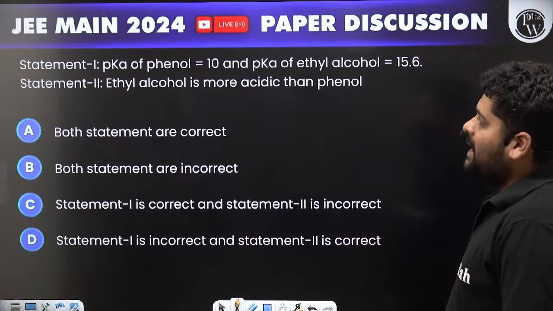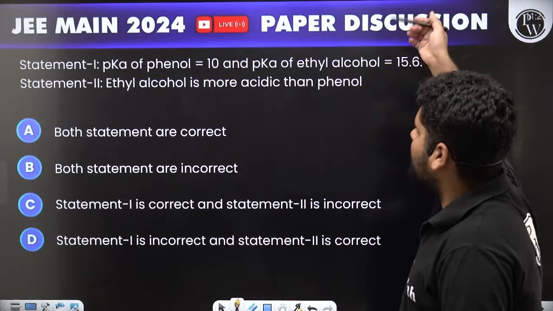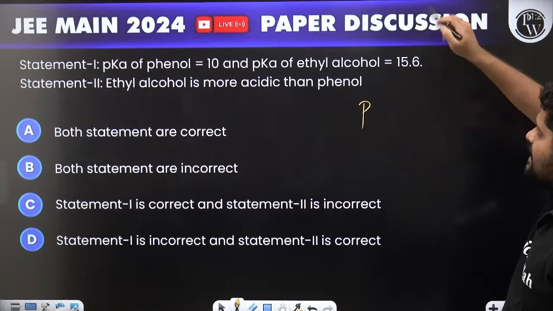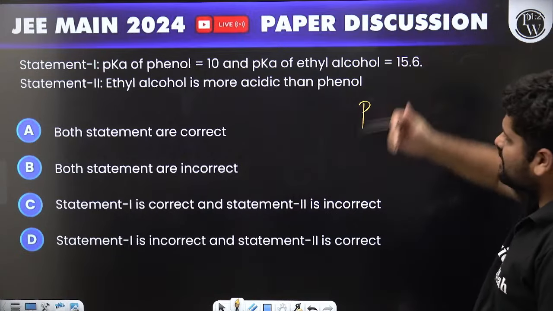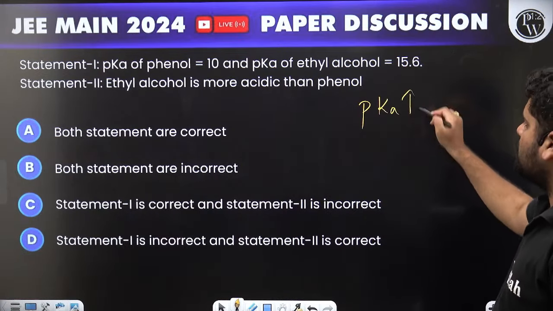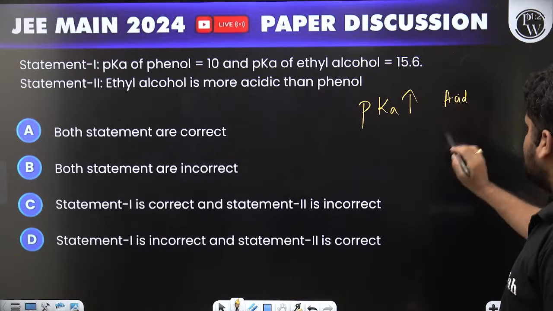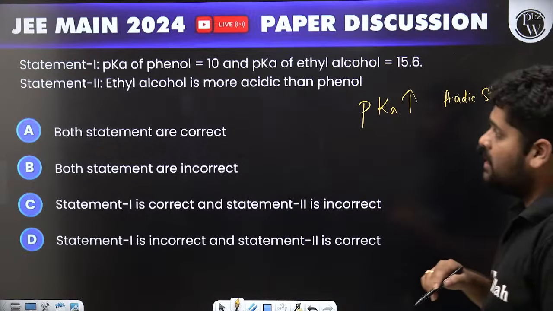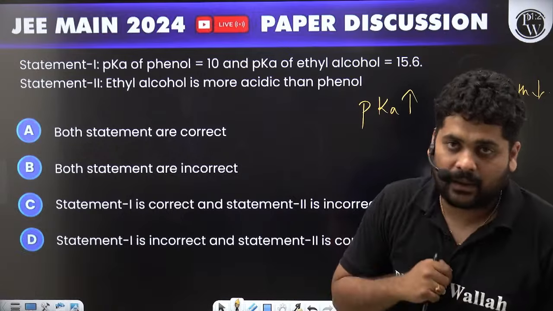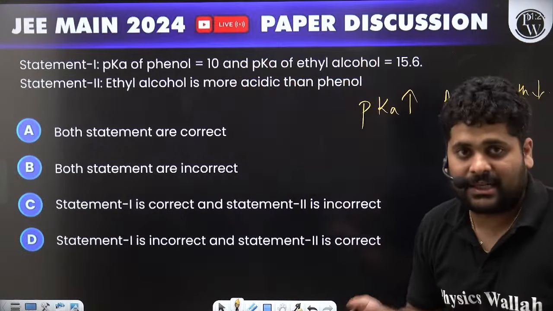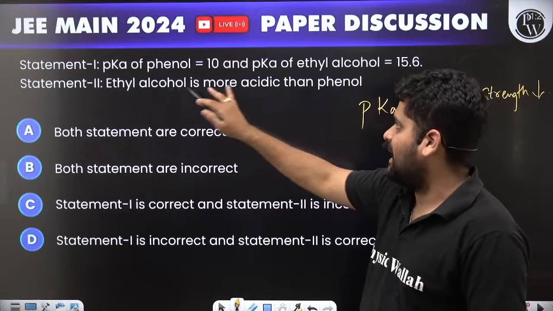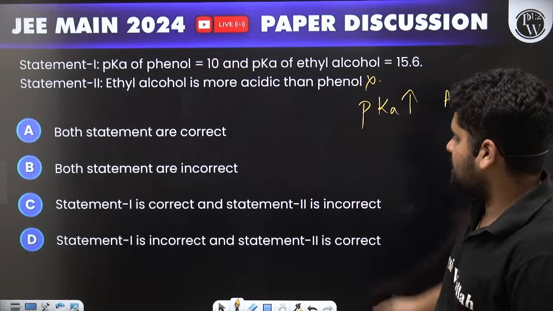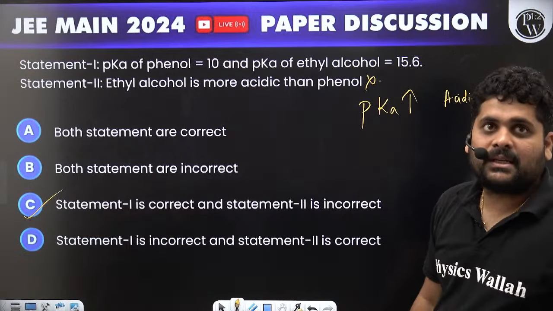Okay. Now, pKa of phenol is 10, whereas pKa of ethyl alcohol is 15.6, right? The values might be a bit different. Ethyl alcohol, it should be 15.9 or something. Anyways, if pKa is more, then acidic strength is less. Obviously, phenol is more acidic, so its pKa is less. So phenol is more acidic than ethyl alcohol. That statement is correct. Now, the converse, ethyl alcohol is more acidic than phenol. This is wrong, isn't it? So, only statement 1 is correct. Statement 2 is incorrect. So, correct answer is option C.